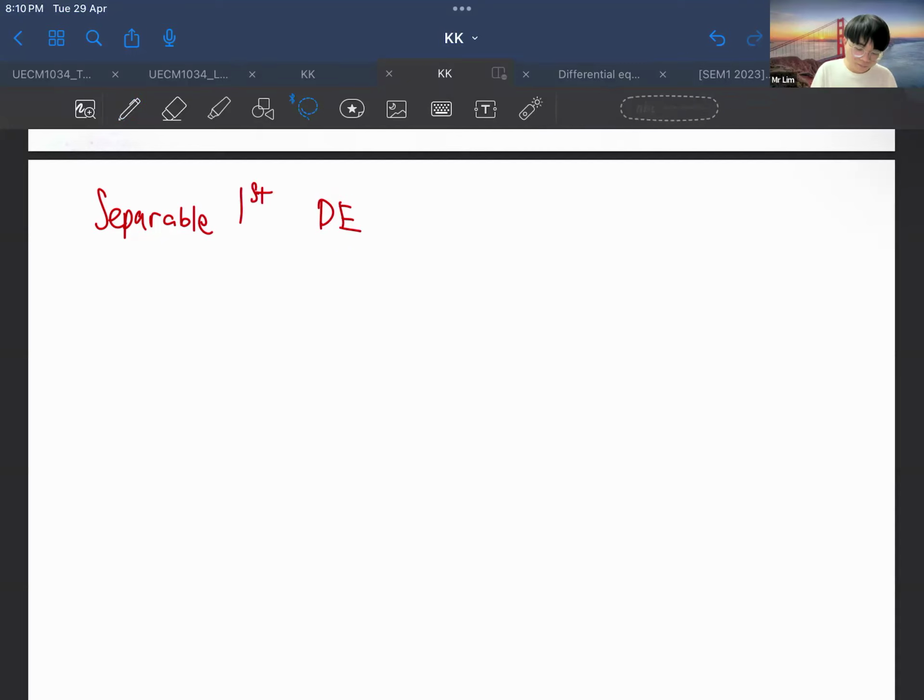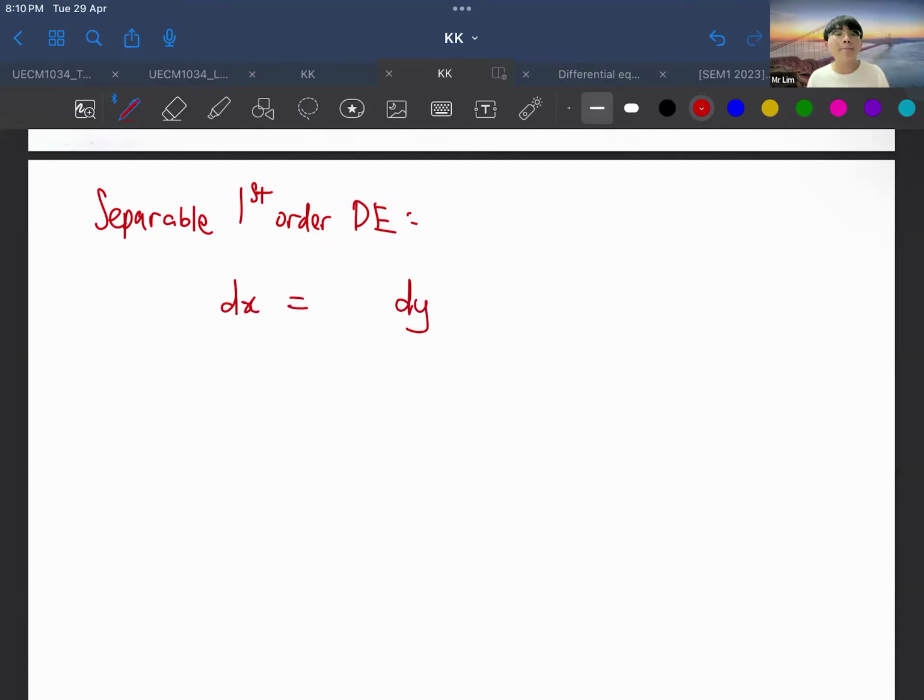First order. It's in the form where you can have one side dx, another side dy. One side function only depends on x, another side function only depends on y. This is the general form of the differential equations. An example.